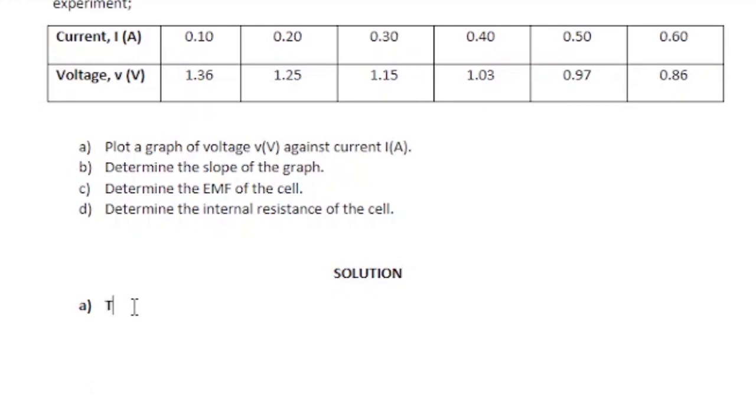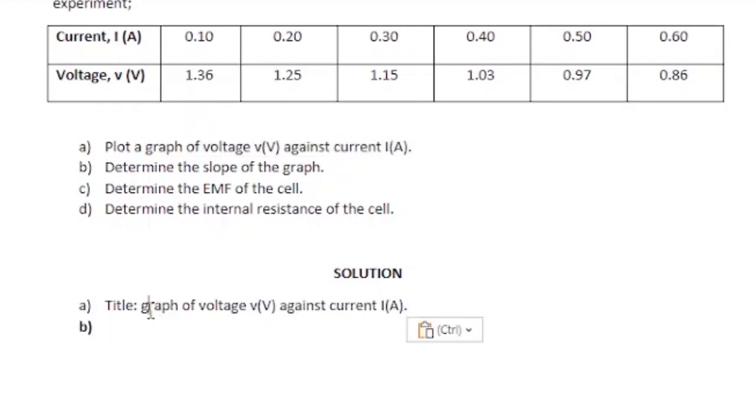So the title of this graph becomes, if I look at this, I was asked to plot a graph of this. So my title should be this: graph of voltage against current. So that becomes your title. I'll just bring this here. So it becomes this, right? So that becomes your title.